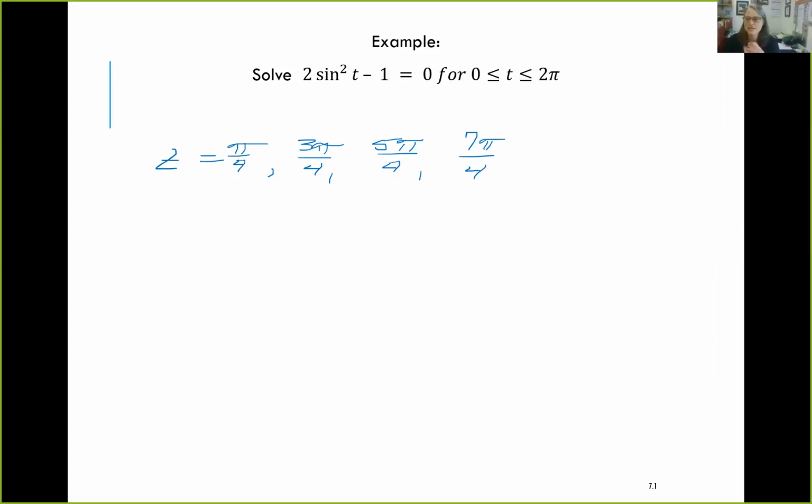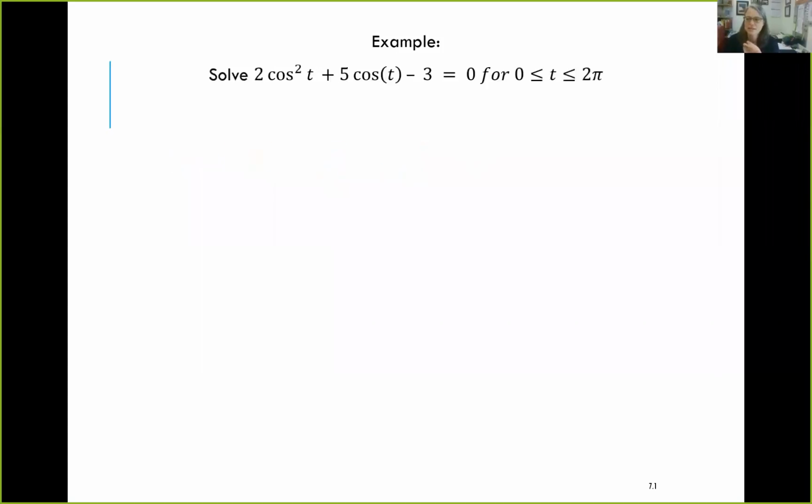Okay, let's try another one. We're going to do this one together. We're going to solve 2 cosine squared t plus 5 cosine t minus 3 equals 0. And that's because there's a complication I want to talk to you about. But let's start by letting u equal the cosine of t. That means that our equation now is 2u squared plus 5u minus 3 equals 0.